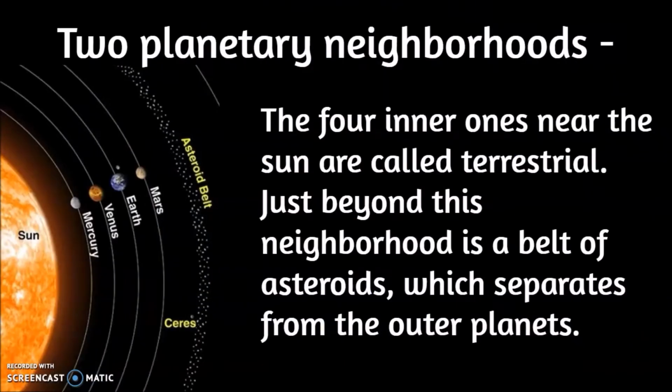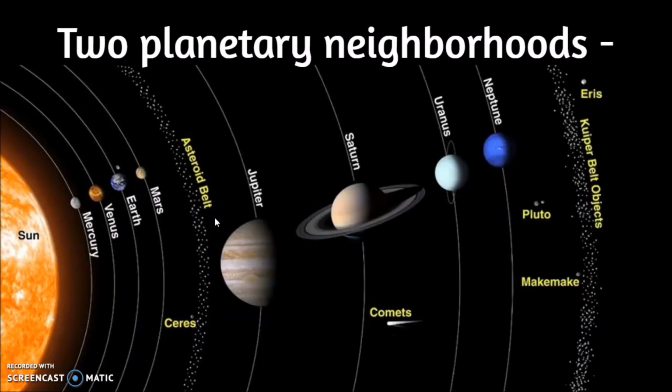But first, the planets are divided into two neighborhoods. The four inner planets near the Sun are called terrestrial. These planets include Mercury, Venus, Earth, and Mars. Just beyond this neighborhood is a belt of asteroids, which separates them from the outer planets. These planets include Jupiter, Saturn, Uranus, and Neptune.